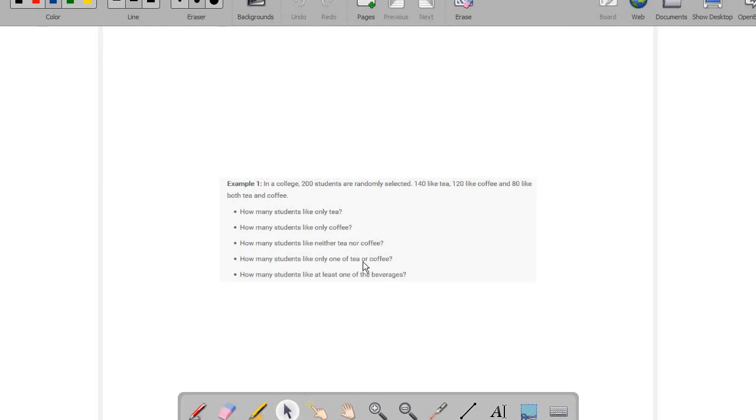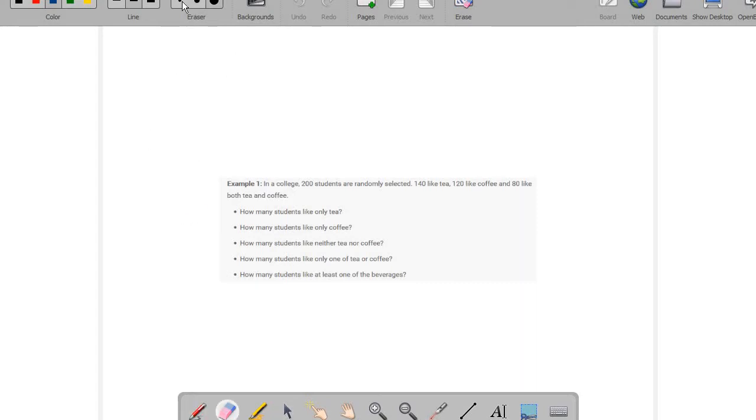Okay, so this Venn diagram question says, in a college, 200 students are randomly selected, 144 like tea, 120 like coffee, and 80 like both tea and coffee. So the best thing to do is to do the Venn diagram first, then you answer the question. So let's go ahead and do the Venn diagram.